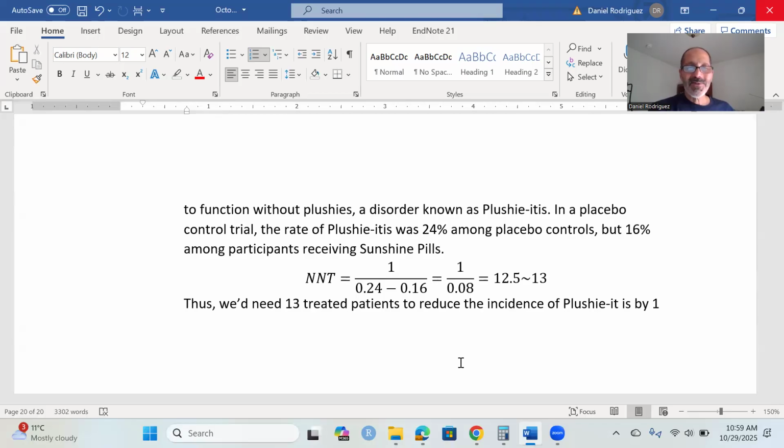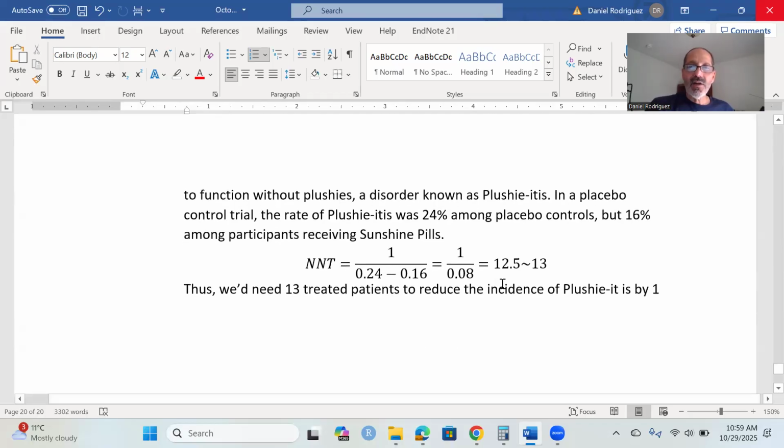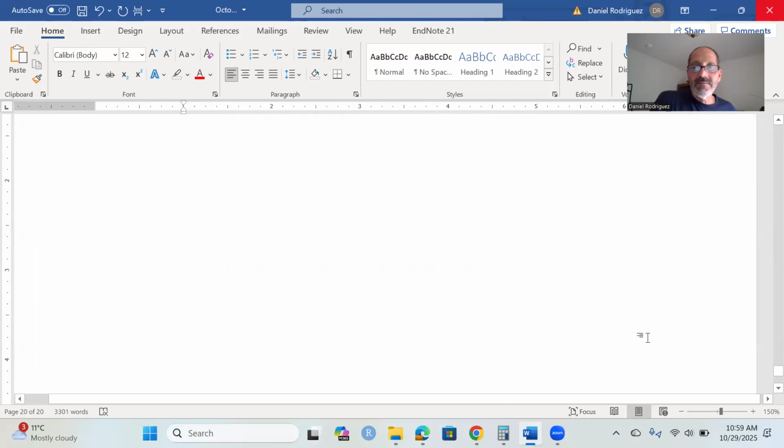In a placebo-controlled trial, the rate of plushyitis was 24% among the placebo controls, but only 16% among participants receiving sunshine pills. So if we do the math, we get 12.5, and we round up, always round up, to 13. Thus, we need 13 treated patients to prevent one new case of plushyitis.